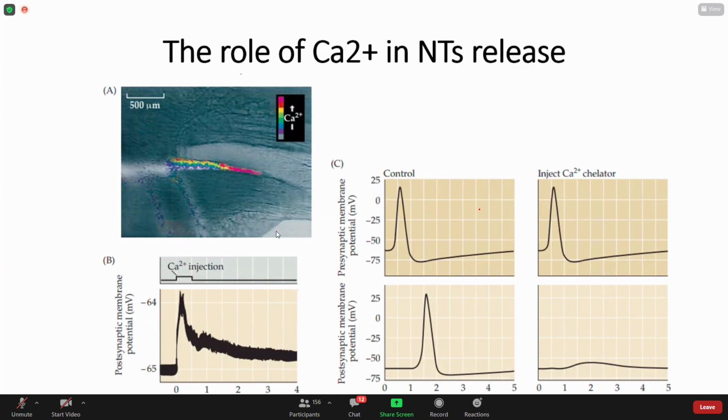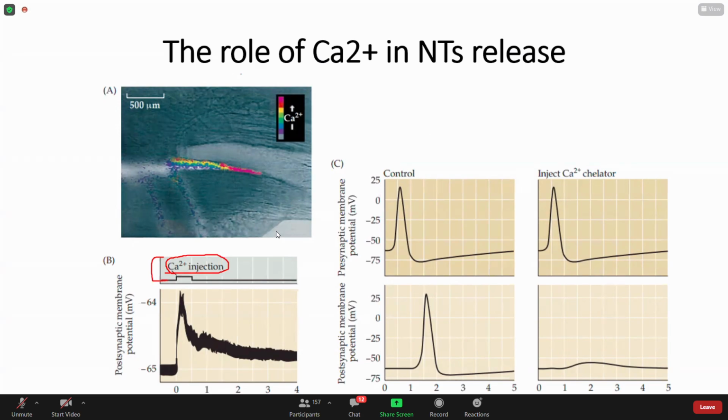So in the lab, we have dyes which bind calcium and can show you the profile of calcium. What scientists did, as you can see here, was inject calcium from outside, exogenously, into the neuron. They found that in the presynaptic neuron, this calcium induces a postsynaptic membrane potential in the postsynaptic neuron, okay?